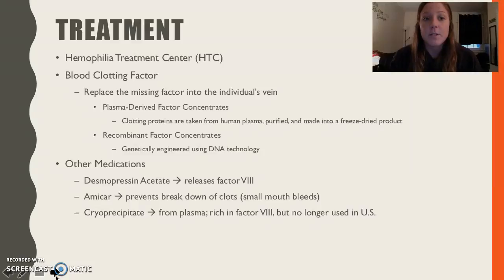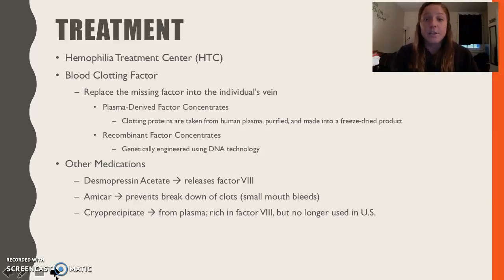There are two types: plasma-derived factor concentrates, which is where clotting factors are taken from human plasma, purified, and made into freeze-dried product. There's also recombinant factor concentrates, which are genetically engineered using DNA technology. Now, the first, plasma-derived, is most common. However, both blood clotting factors that are injected into the veins are pre-tested and treated to kill any potential viruses, and they have no way of transmitting any blood-borne viruses.